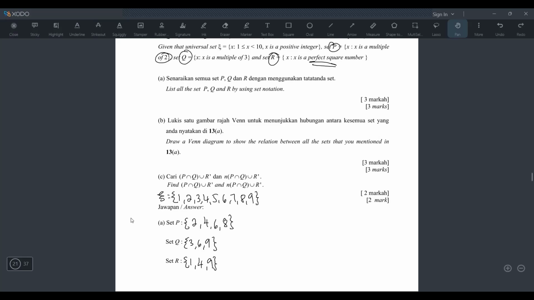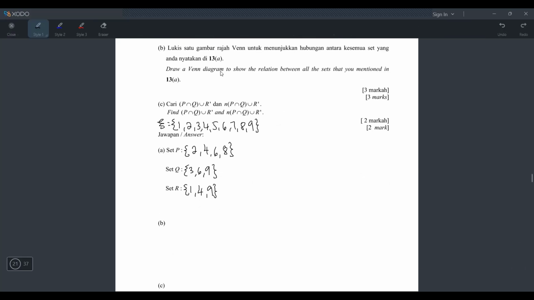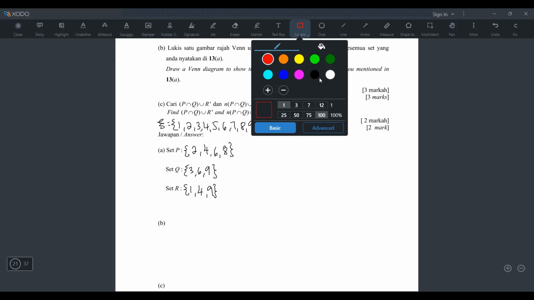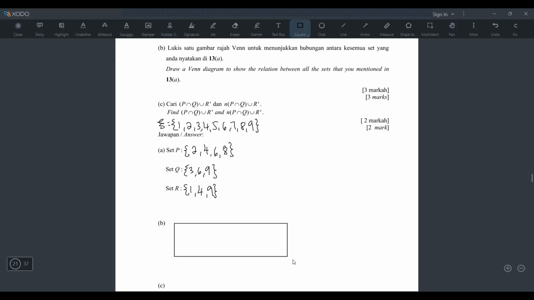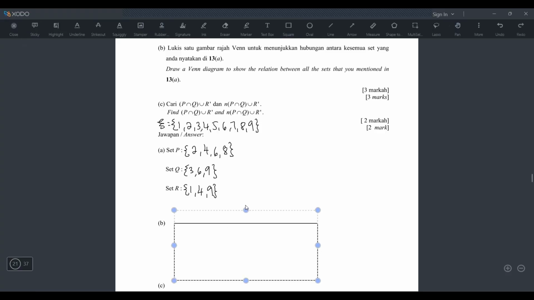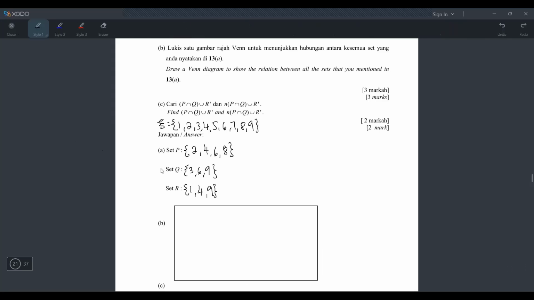Okay, so for A, only 3 marks. Now let's do B. They asked you to draw a Venn diagram to show the relation between all the sets that you mentioned in 13A. So all the sets will be P, Q, R, but there's the universal, so you have to put the universal also. Usually for the universal, we draw a rectangle, like a box. So is there any way I can draw a box? Okay, something like this. No need to be so pretty. Okay, make it bigger. Okay, like this. I think it's good enough. So this is how I put the universal set.